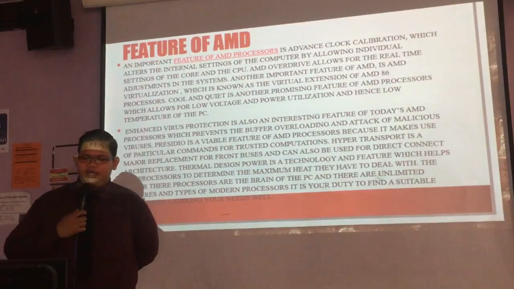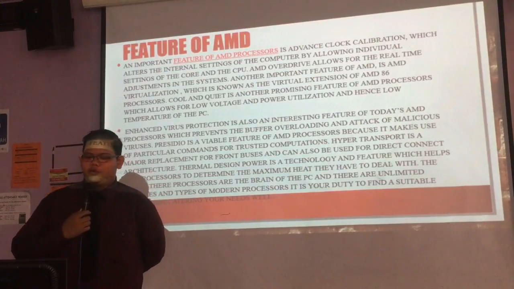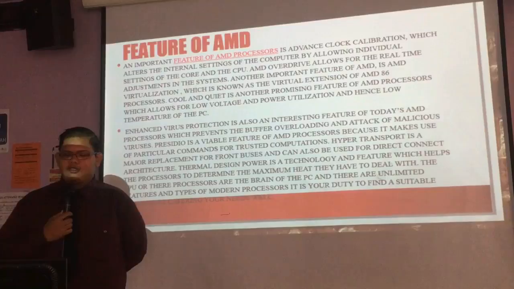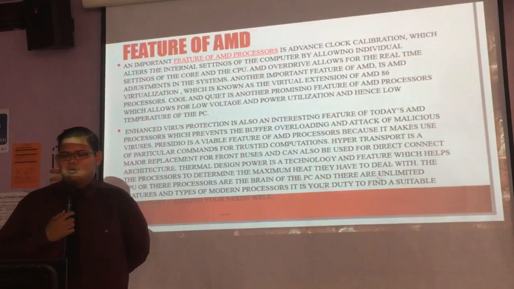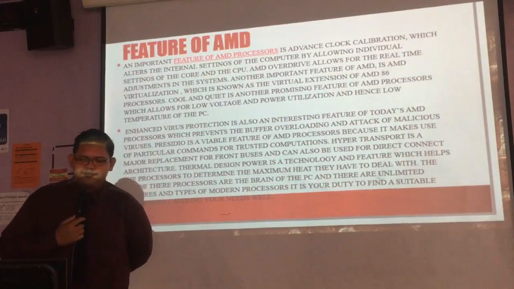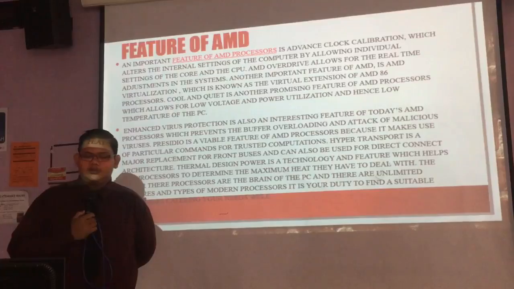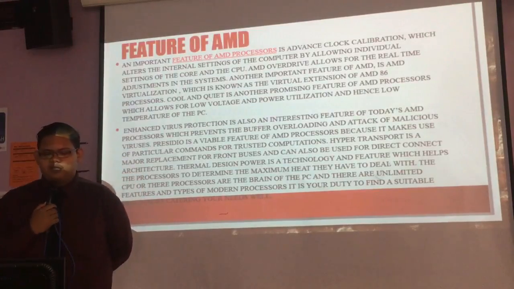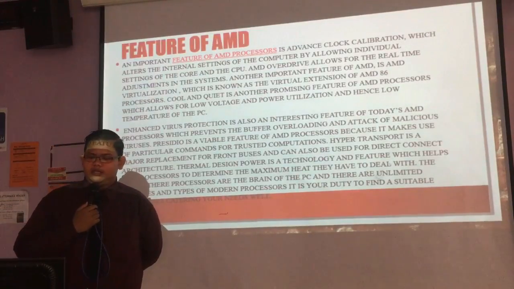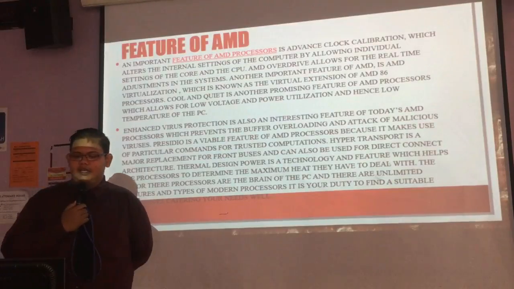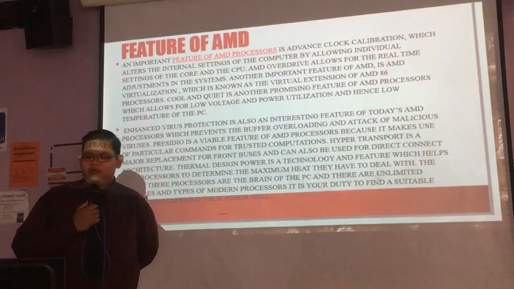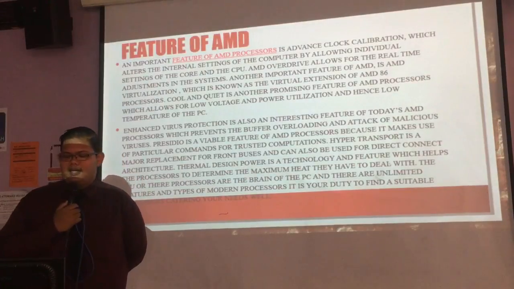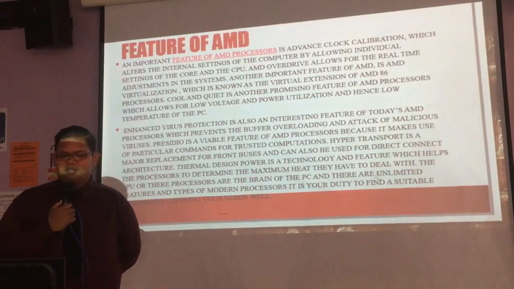Okay. AMD Cool'n'Quiet is another promising feature of AMD processor, which allows for low voltage and power utilization and ensures low temperature of the PC. Next, AMD also includes enhanced virus protection. It is also an interesting feature of today's AMD processing, which prevents buffer overloading and attack of malicious viruses.